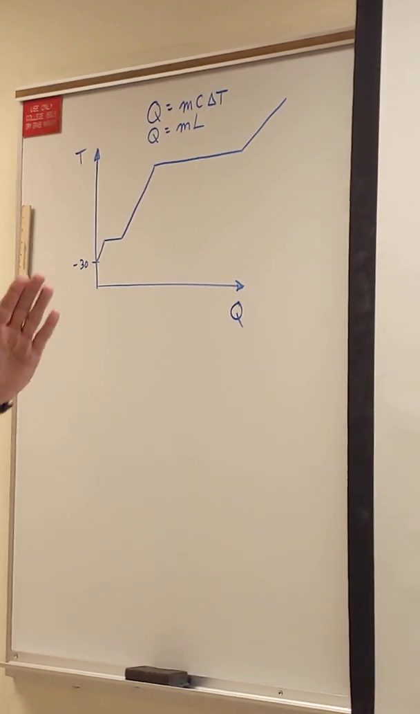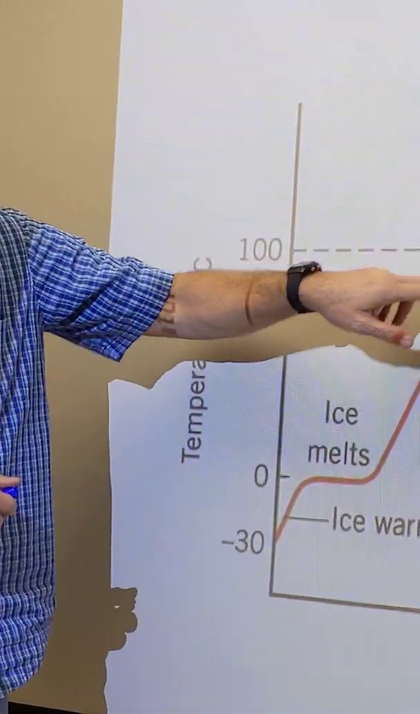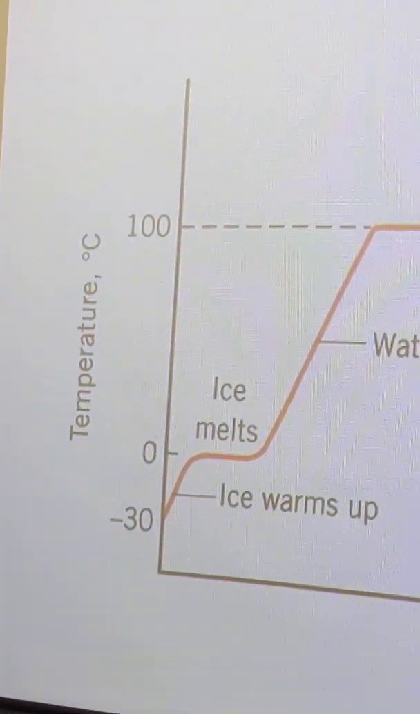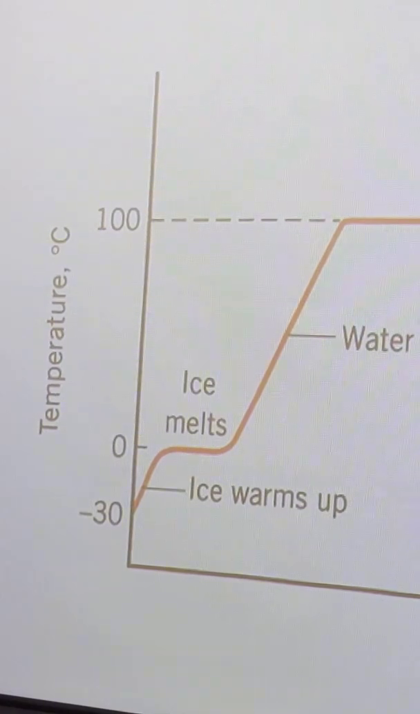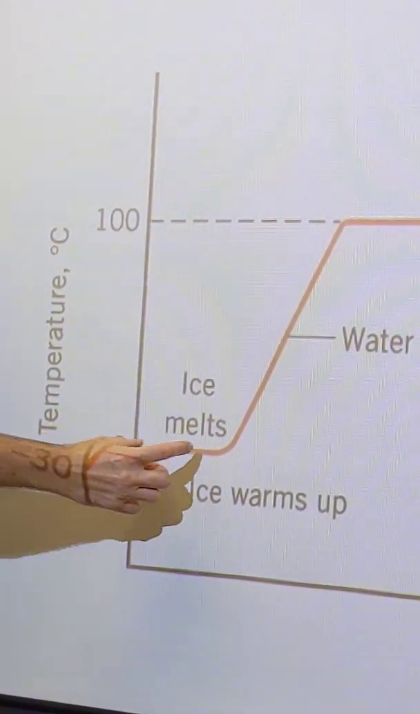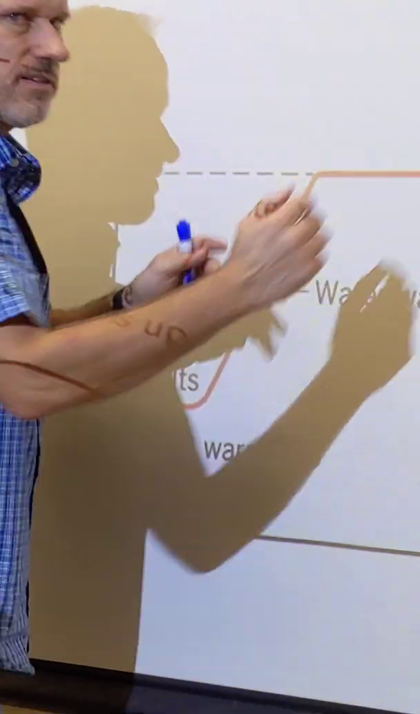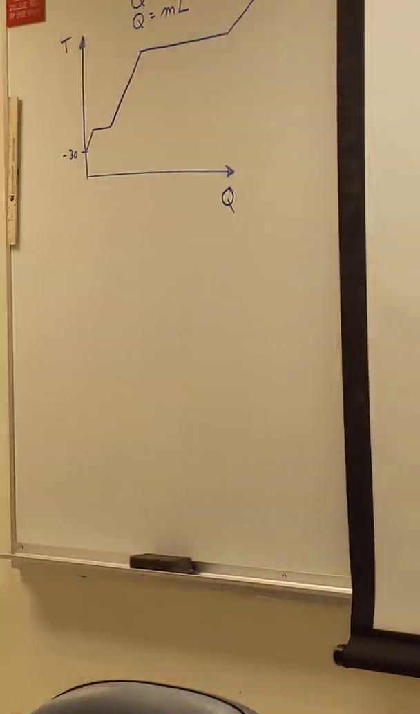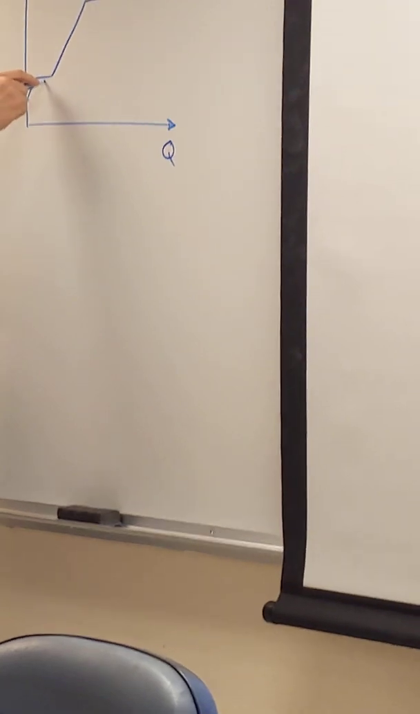So the idea here, I hope you understand what's going on in this picture. We are on the slope, Q equals MC delta T. Anytime you see an upward slope here, as I add energy, the temperature rises. If it's flat, I'm adding energy, but I'm tearing apart stuff. Does that make sense?